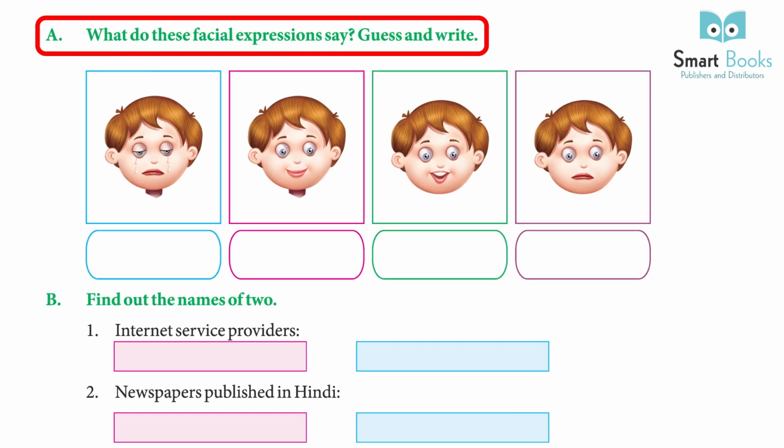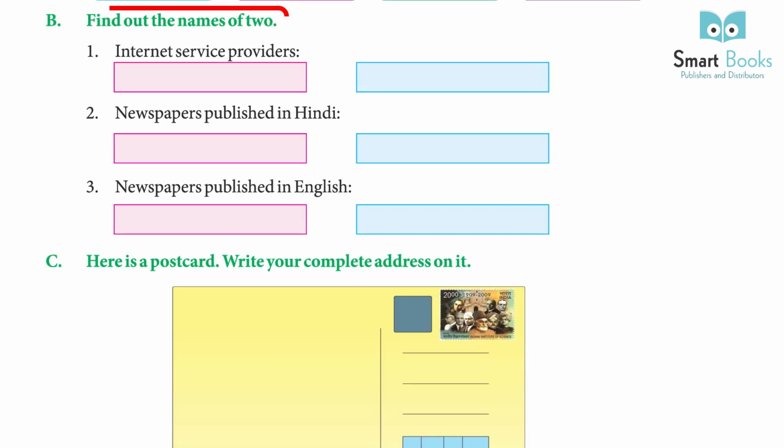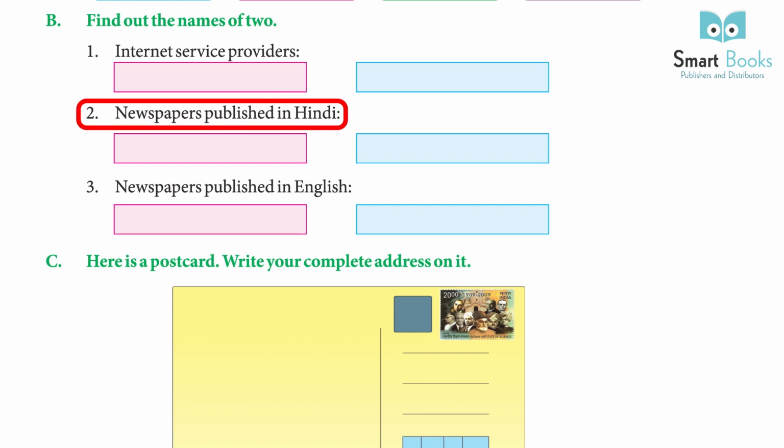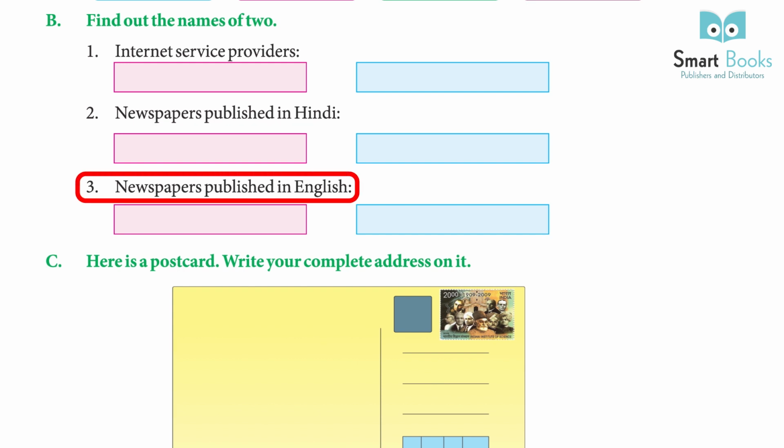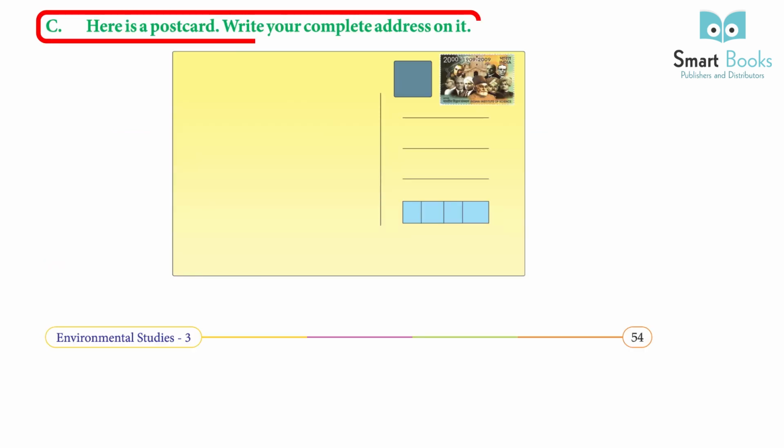A. What do these facial expressions say? Guess and write. Answer: do it yourself. B. Find out the names of two. 1. Internet service providers. Answer: do it yourself. 2. Newspapers published in Hindi. Answer: do it yourself. 3. Newspaper published in English. Answer: do it yourself. C. Here is a postcard. Write your complete address on it. Answer: do it yourself.